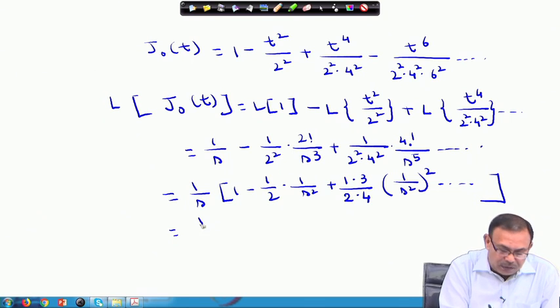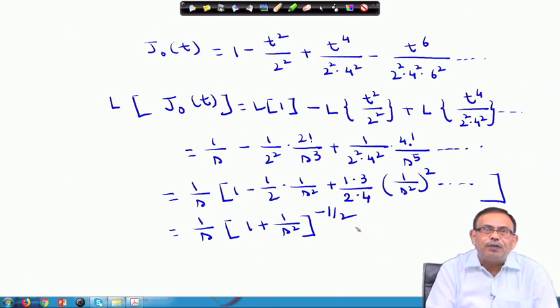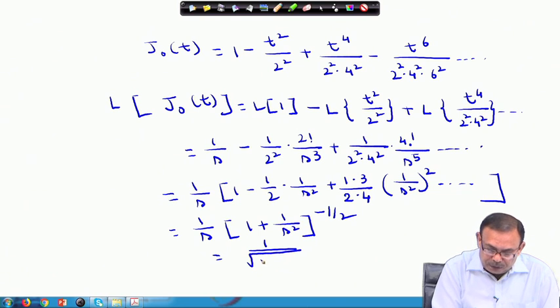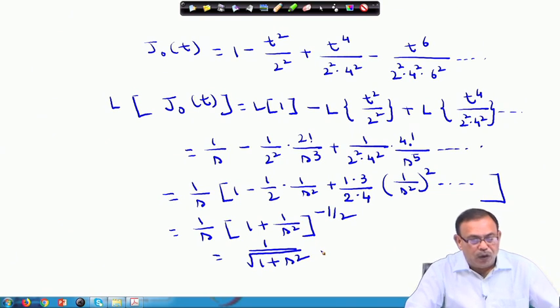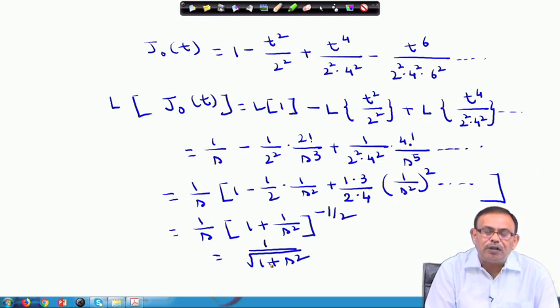And this series is nothing but 1 by s into 1 plus 1 by s square whole to the power minus half; 1 plus x to the power minus half, this we can write down. So, this is a series known to us, it becomes 1 by s into 1 plus 1 by s square to the power minus half. So, if I simplify it, I will obtain 1 by root over 1 plus s square. Therefore, the Laplace transform of J0(t) is nothing but 1 by root of s square plus 1, and we can evaluate it this way.